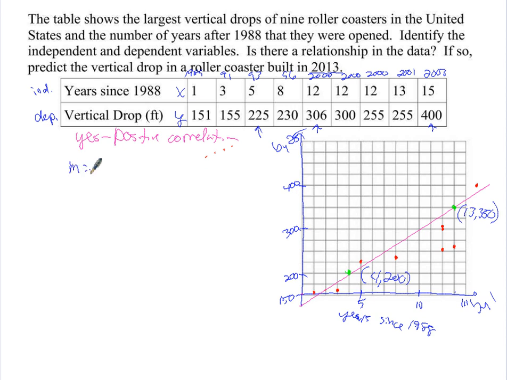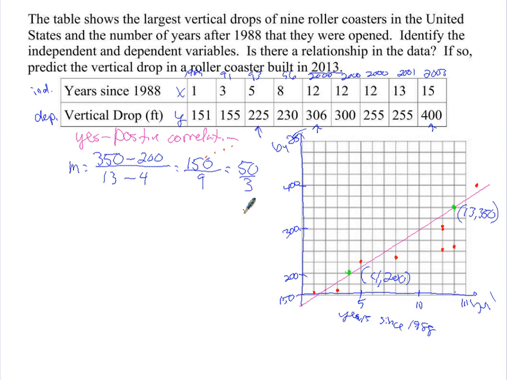So m equals y2, which is 350, minus y1, which is 200, divided by x2, which is 13, minus x1, which is 4. So I have 350 minus 200, which is 150, and I have 13 minus 4, which is 9. That reduces. If I divide everything by 3, then I wind up with 50 over 3.